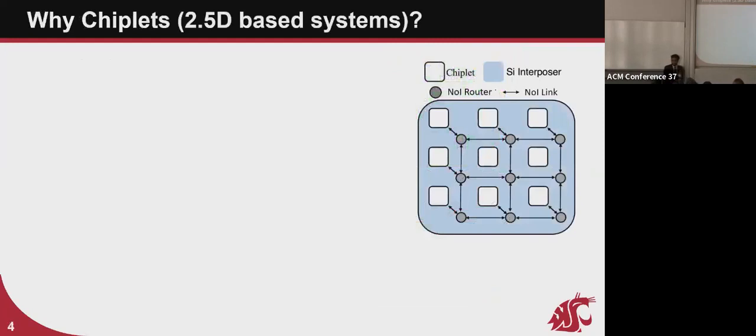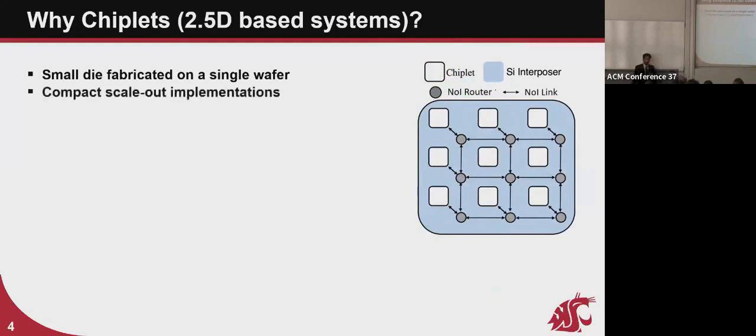So why chiplet in the first place? We'll talk about what a chiplet is. We take this bigger chip and we divide it into smaller dies, which are fabricated on a single wafer. As you see over here in this figure, we have white chiplets. Each of them has its own router, and they're connected by these links, which are double-arrowed links. So it's a compact scale-out implementation, and they're connected through this network, the NOI that I was talking about earlier.